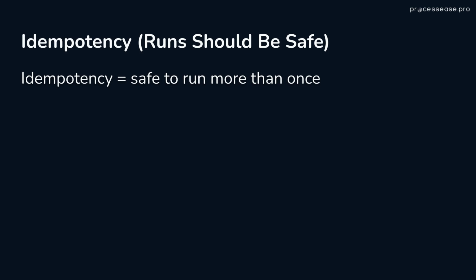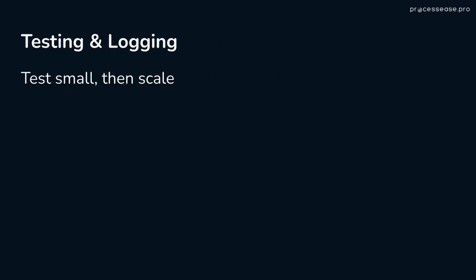Idempotency means that running your workflow multiple times is safe. This is a fancy word, but the idea is simple. A run should be safe to run more than once. If the workflow retries, or if you rerun it manually, it should not create duplicates. It should not double charge. It should not send the same message twice. Idempotency is safety. It protects your data and your reputation. You must build checks to prevent duplicate contacts or invoices if a trigger fires by mistake.